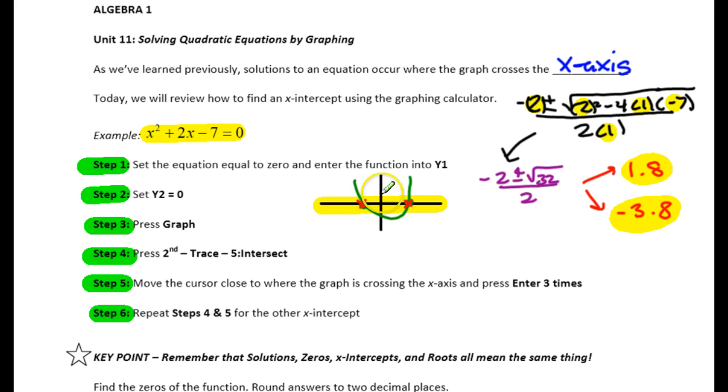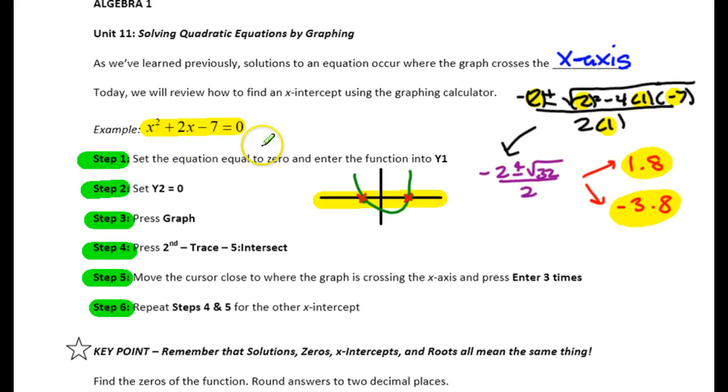Step 6, you repeat 4 and 5. So then you're going to move the cursor over here and guess at the second intersection. You're going to tell it to find the intersection here. Okay? So let's go ahead and try this example, and just to show that you will get the same answers.